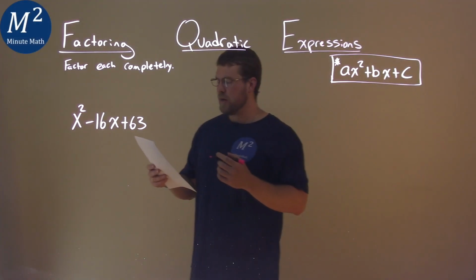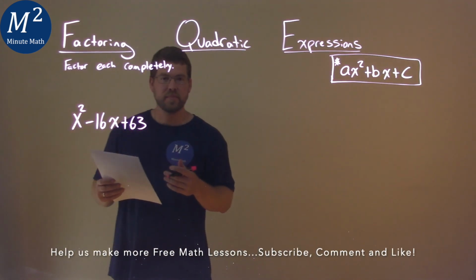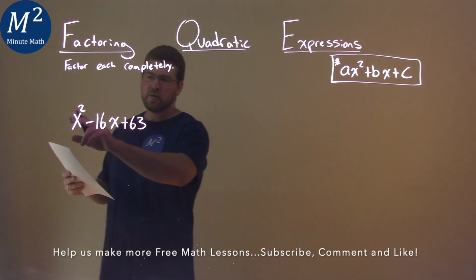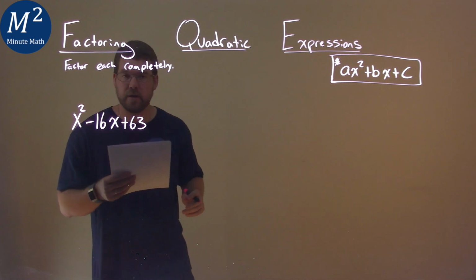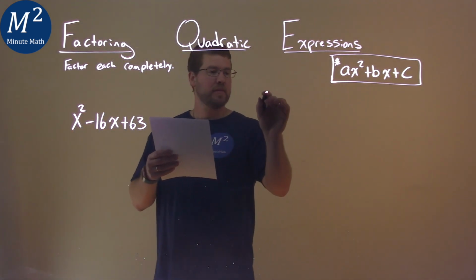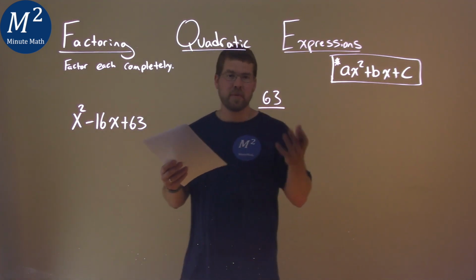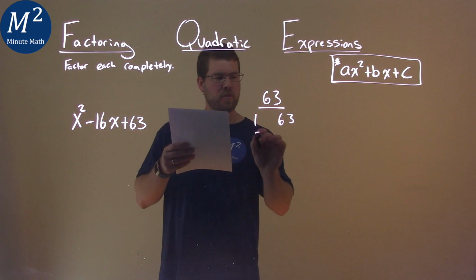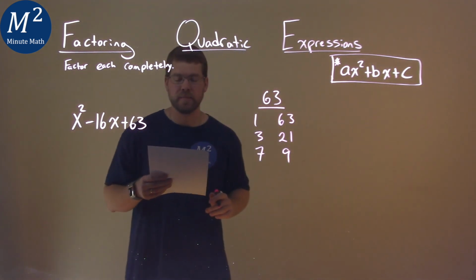We're given this problem right here, x squared minus 16x plus 63, and we need to factor this completely. My a value is 1, which makes this problem a little easier. I only have to look at really my c value now. My c value being 63. So now I need to write all the multiples, two numbers that multiply to be 63. And that's 1 and 63, 3 and 21, and 7 and 9.